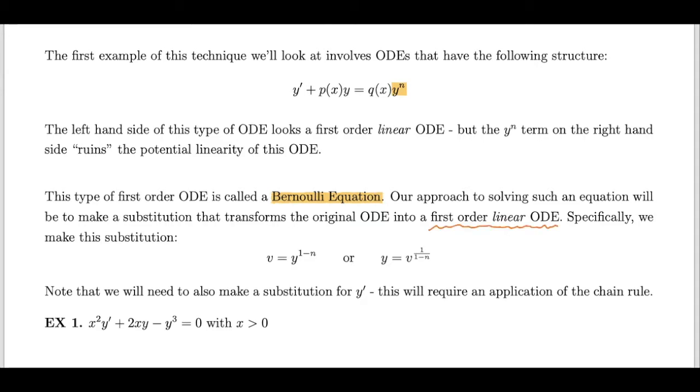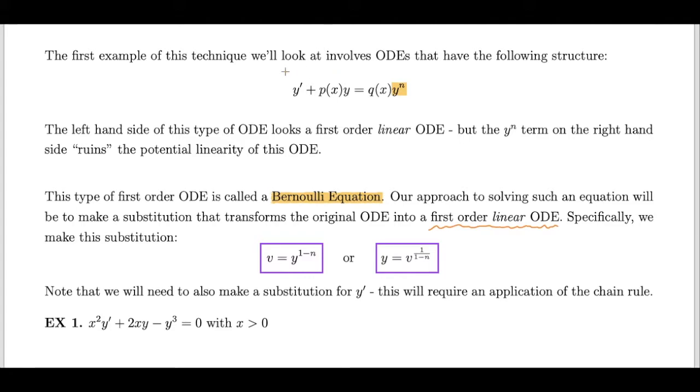And then once we have a new ODE, which is first-order linear, we'll solve that using the techniques from previous sections. Specifically, the substitution that we need to make is, we can think of the substitution as being v will be set equal to y to the 1 minus n, or we could think of the same substitution as setting y equal to v to the 1 over 1 minus n. These two forms are equivalent if you do the algebraic manipulation between the two of them.